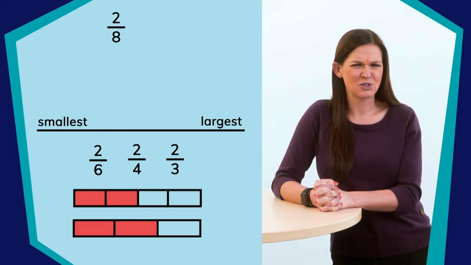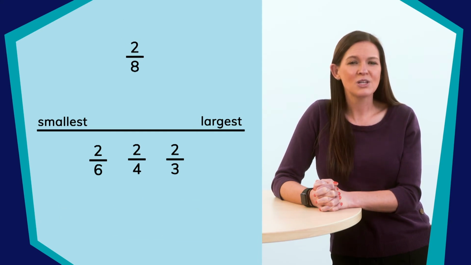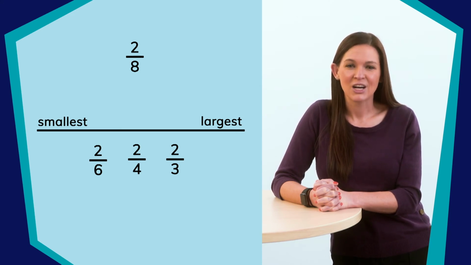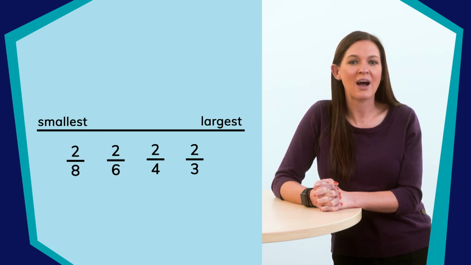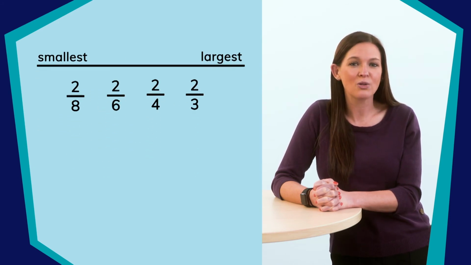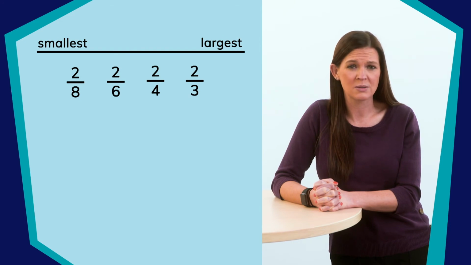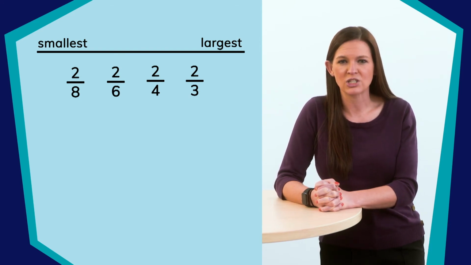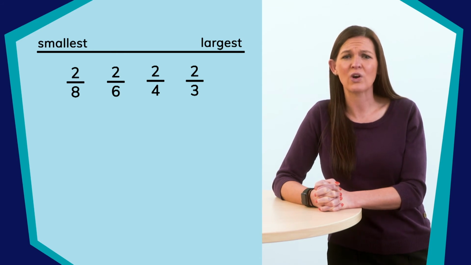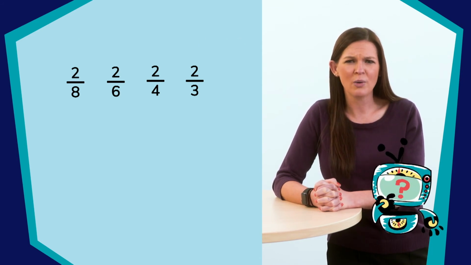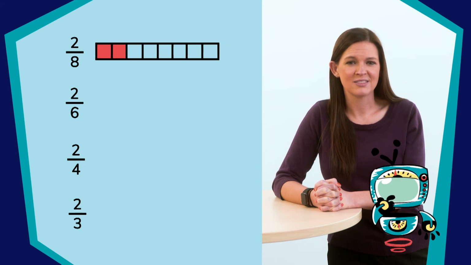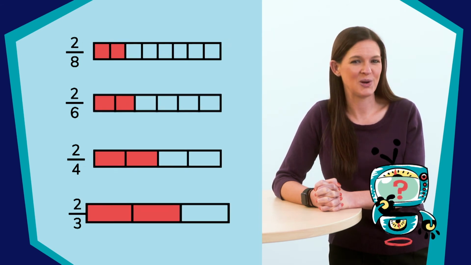So what does that mean for 2/8? Using what we know, where would 2/8 go in our order from smallest to largest? Exactly. 2/8 is the smallest fraction we have on the board because eighths are smaller pieces than sixths, thirds, or fourths. Let's construct length models for each fraction so that we can see where we are correct in our ordering. Can you draw a length model for each of these fractions? Here is a length model for 2/8, 2/6, 2/4, and 2/3.